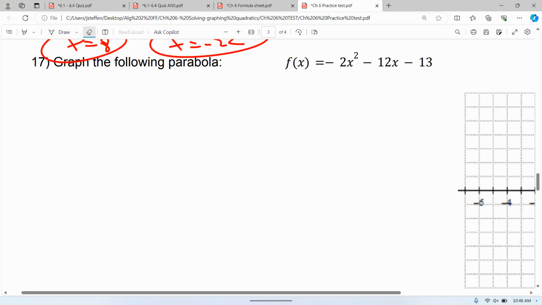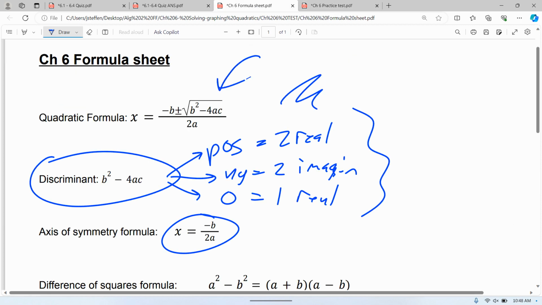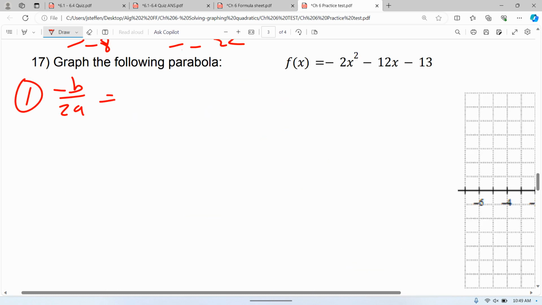The next one, graph the following parabola. Remember the 3 steps. The first step, find your axis of symmetry. We also have the quadratic formula in the formula sheet and the difference of squares if you decide to use it. Negative b over 2a is positive 12 over negative 3. So if you want to, not a bad idea to go ahead and put a dotted line where your axis of symmetry is.